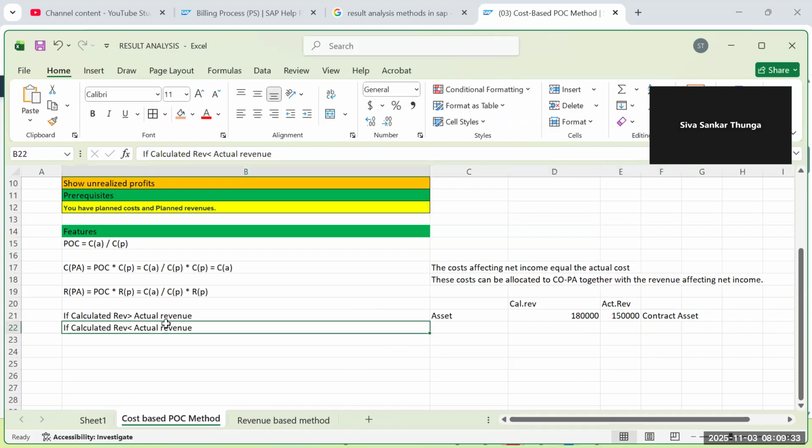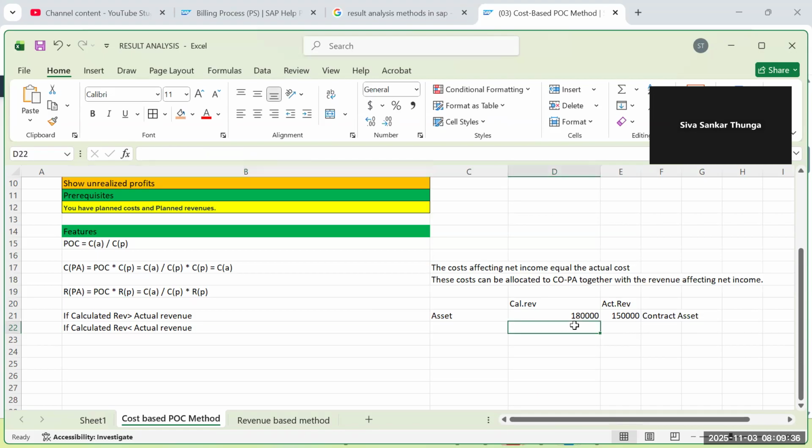Next is if calculated revenue is less than the actual revenue. Let us say my calculated revenue is 2 lakhs, for example. That means some more cost is posted and my calculated revenue has become 2 lakhs. But my actual revenue is 2,50,000. Then it is a contract liability, because I received more than the anticipated value. What is the anticipated value? As per this calculation, I was supposed to receive this much only, based on the cost incurred, right?